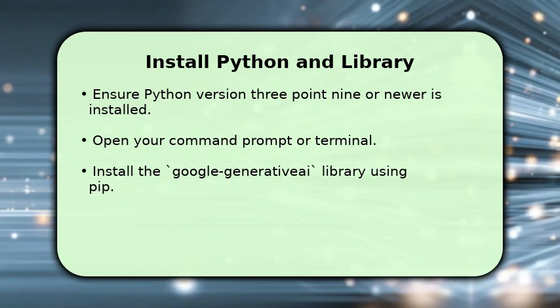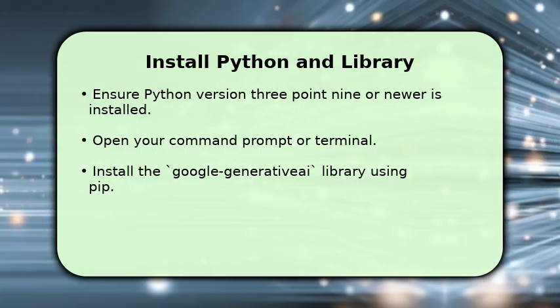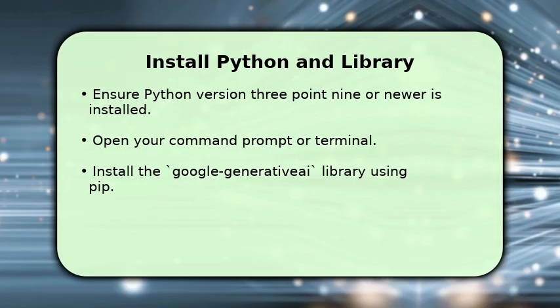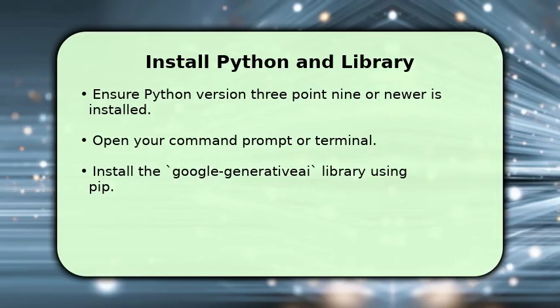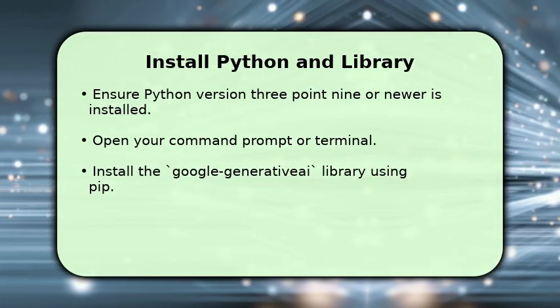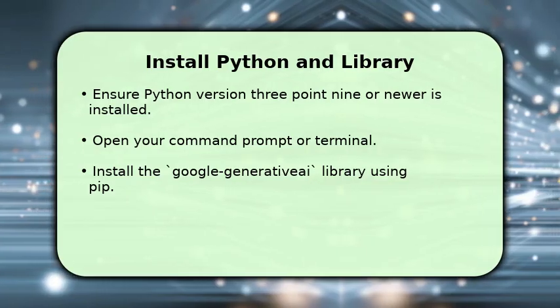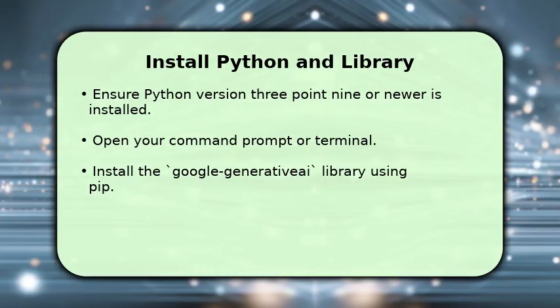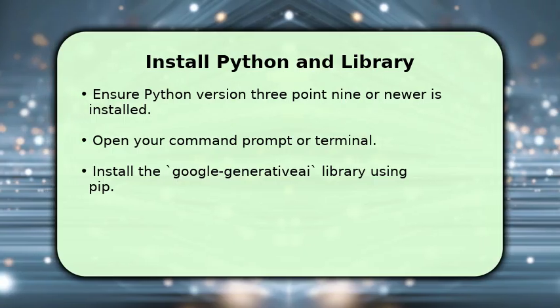Once Python is ready, open your command prompt or terminal. We'll use pip, Python's package installer, to get the necessary library. Type pip install google-generativeai and press enter. This installs the official Google Generative AI library.